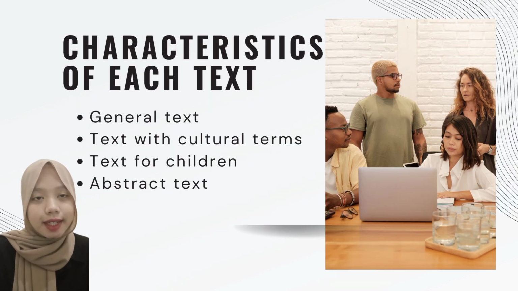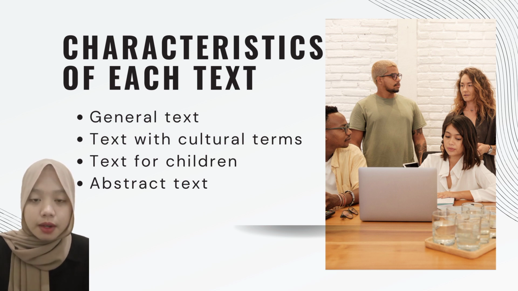So the next slide is about characteristics of each text. In these slides, we have 4 texts. The first one is general text. The second one is text with cultural terms. The third one is text for children. And then the last one is abstract text.